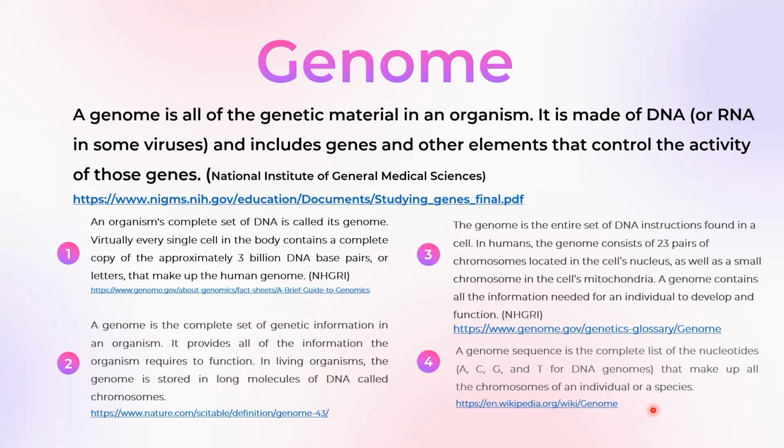And I also looked on Wikipedia at how genome is defined. There, a genome sequence is the complete list of the nucleotides A, C, G, and T that I already mentioned, adenine, cytosine, guanine, and thymine, that make up all the chromosomes of an individual species. So again, all these are characteristics of the genome.